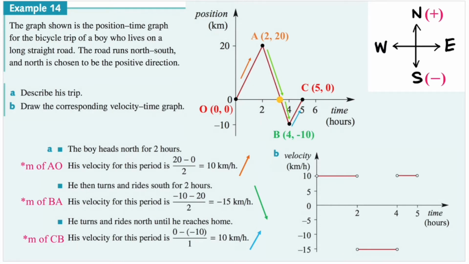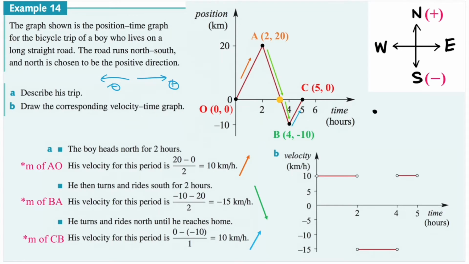Okay, so the question says, the graph shown is the position time graph for the bicycle trip of a boy who lives on a long straight road. The road runs north-south, and north is chosen to be the positive direction. Remember before we said moving to the right is positive and moving to the left is negative. So in this case, instead of going to the right or left, we're talking about up or down, but it's the same thing. So going to the north is positive and going to the south is negative. And question A says, describe his trip.